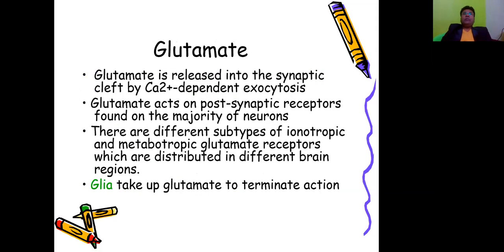Now, an excitatory neurotransmitter like glutamate is released into the synaptic cleft by calcium-dependent exocytosis. Glutamate acts on the postsynaptic receptors found on the majority of the neurons. Not only that, there are different subtypes of ionotropic and metabotropic glutamate receptors which are distributed in the brainstem regions. The glia take up the glutamate to terminate its action.